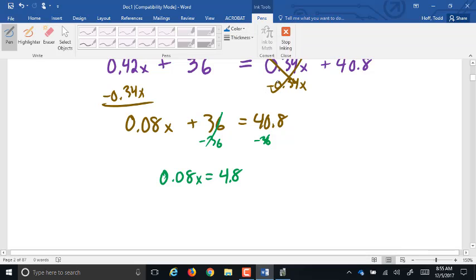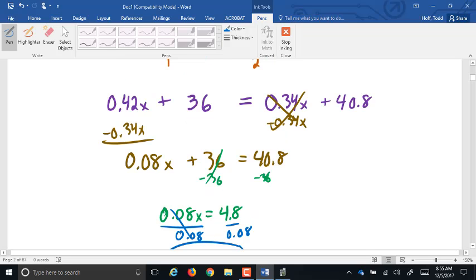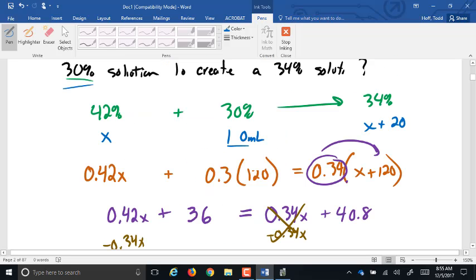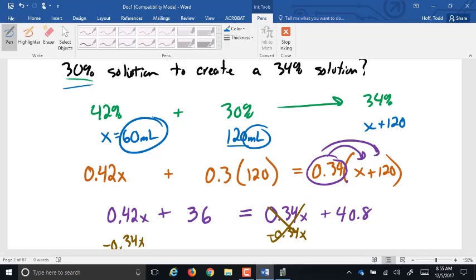And then divide by 0.08. x equals 60. 60 what? Milliliters, exactly. So you would add 60 milliliters of the 42% to the 120 milliliters of 30% to create a 34% solution.